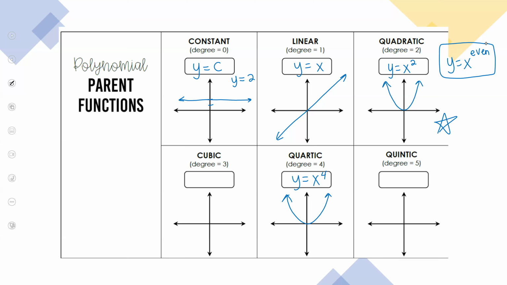Okay, when you have an odd degree, y equals x to the power of 3, 5, 7, 9, it's going to look like this. So will this one. Y equals x to the power of 5, it will look like this. With the exception of y equals x. Y equals x kind of looks like that. It goes from the bottom to the top, but it's a little bit different. It's not curvy. Interesting. All right, so these are your parent functions.